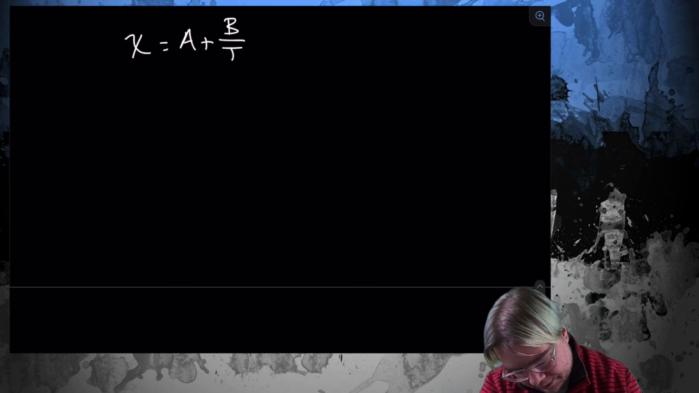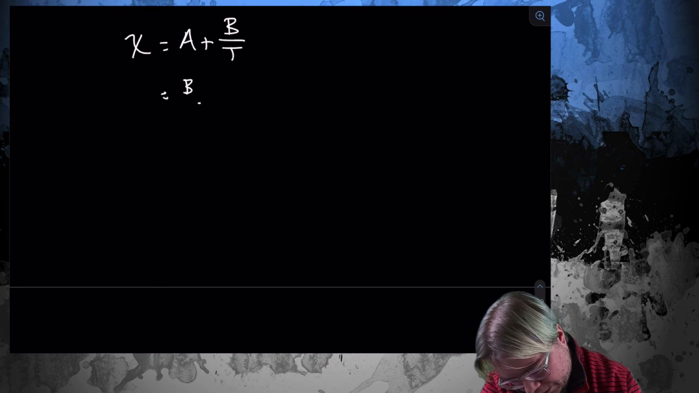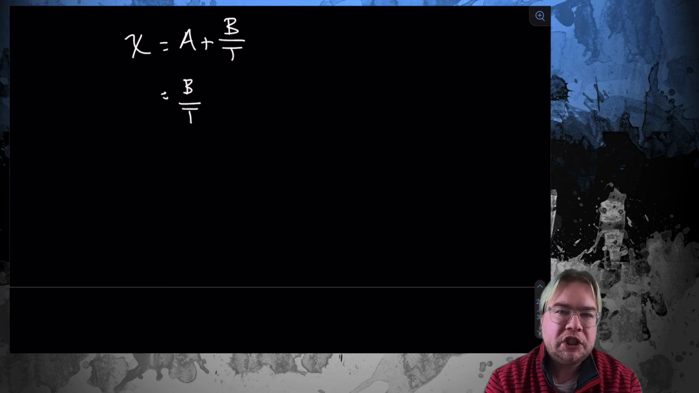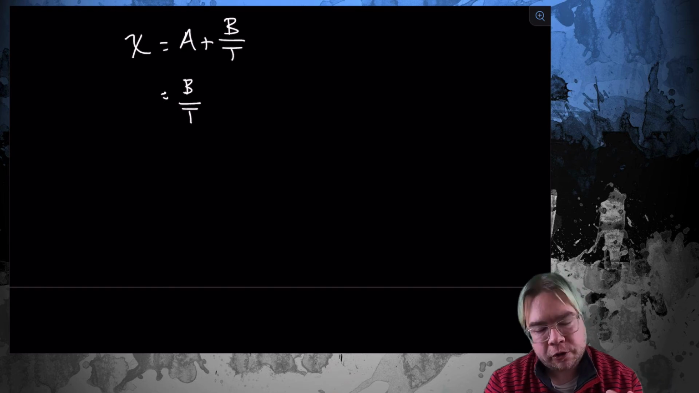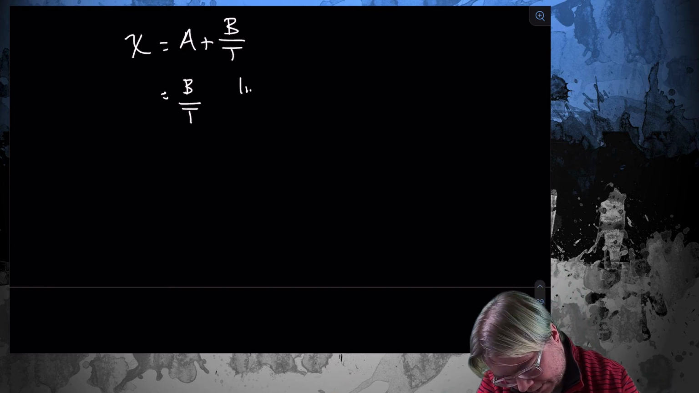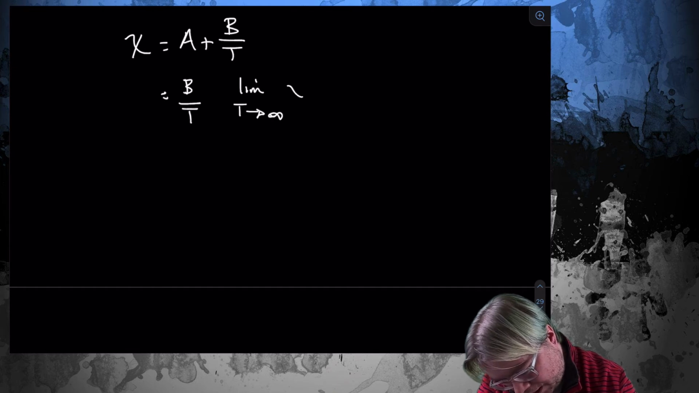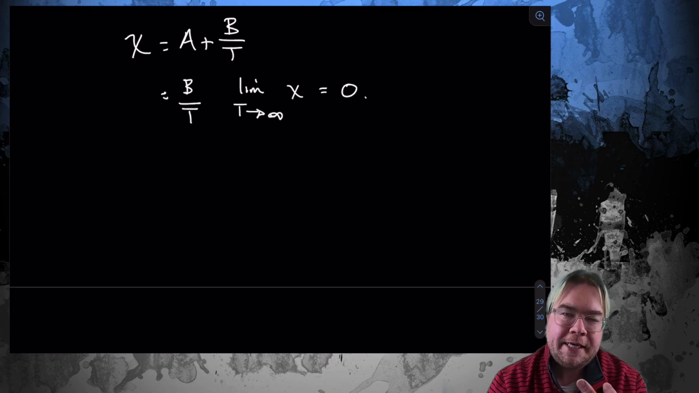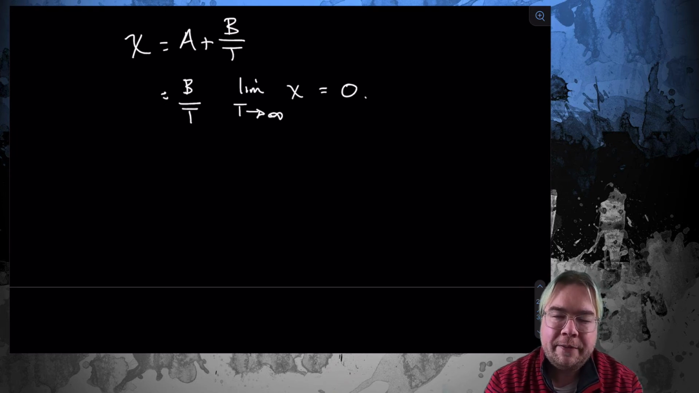But let's just say that A is 0, and we could write chi as B over T. So this is just one example of what we could do with the Flory-Huggins parameter. Now what's going to happen as I increase temperature? If I look at the limit as T goes to infinity of chi, then that would be 0, right? Because as T gets bigger and bigger, B divided by T gets smaller and smaller.